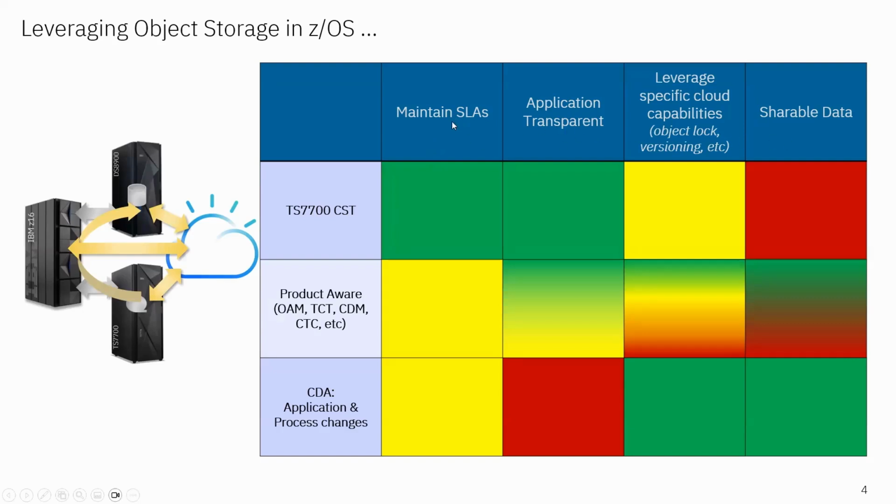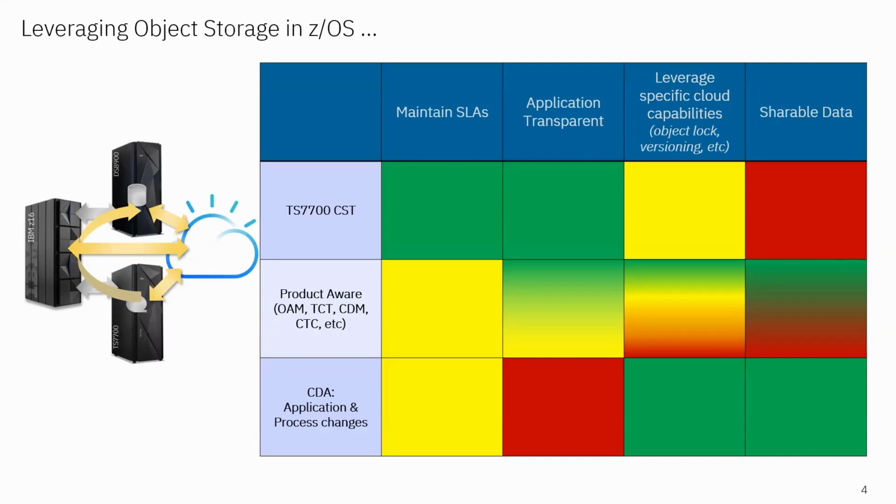I've broken it down by 4 critical things to look at. One, above all, is maintaining SLAs. Whenever you target object storage, you're now no longer going over FICON, you're going over Ethernet. It's an IP interface into your storage. So it totally changes things.